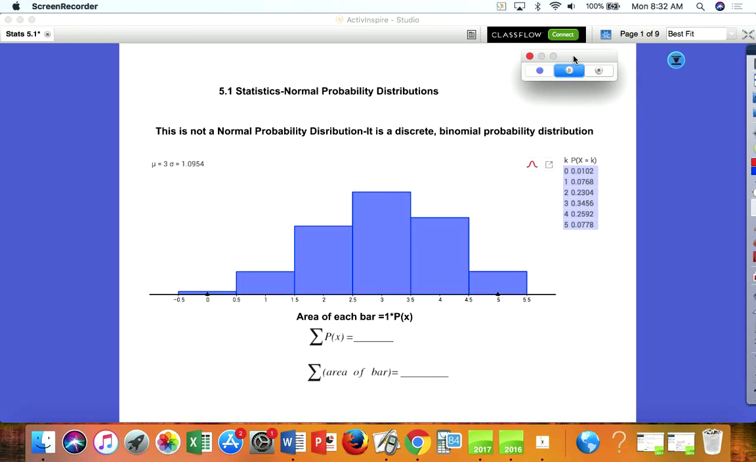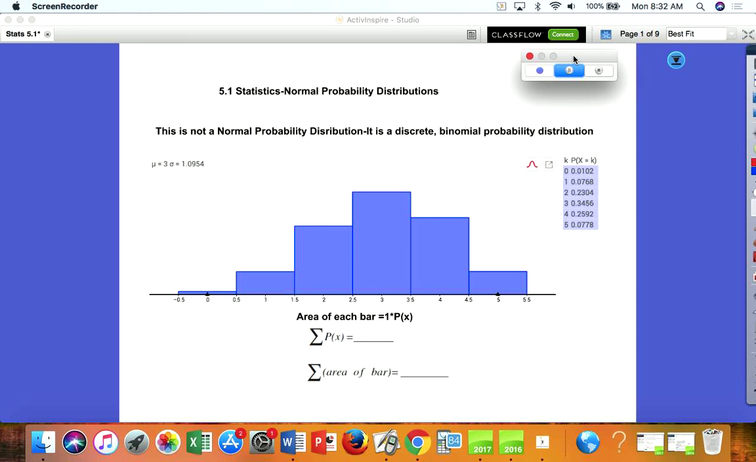Okay, so this is what we talked about last chapter. This would be an example of a histogram for a binomial probability distribution, and a binomial probability distribution is a discrete distribution, because the value of x could only be certain values, 0 or 1 or 2 or 3 or 4 or 5 in terms of the number of successes, right? So here would be the table for it, here would be the histogram for it.